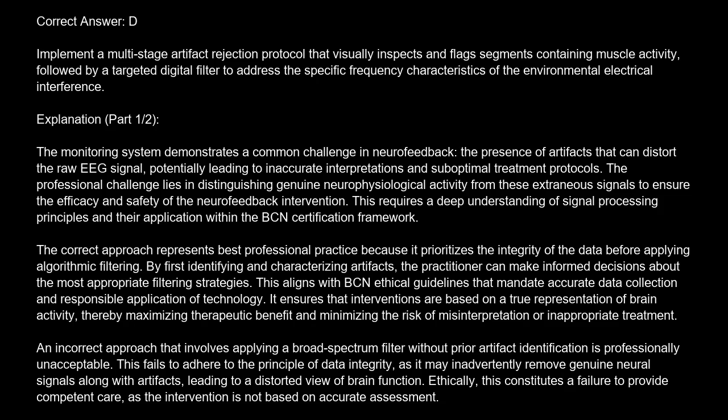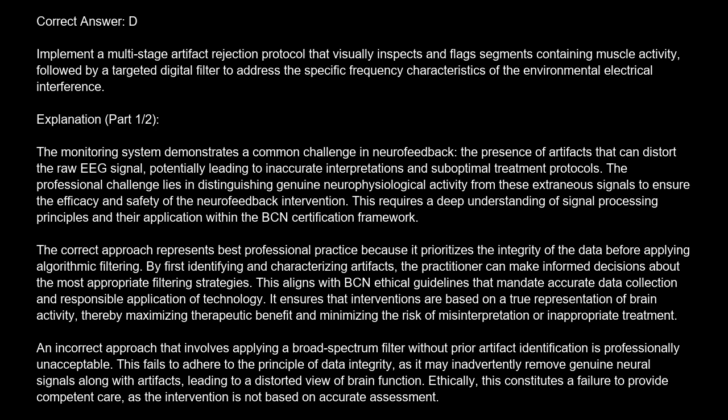The correct answer is D. Implement a multi-stage artifact rejection protocol that visually inspects and flags segments containing muscle activity, followed by a targeted digital filter to address the specific frequency characteristics of the environmental electrical interference.